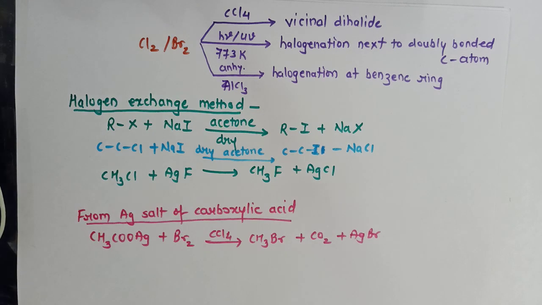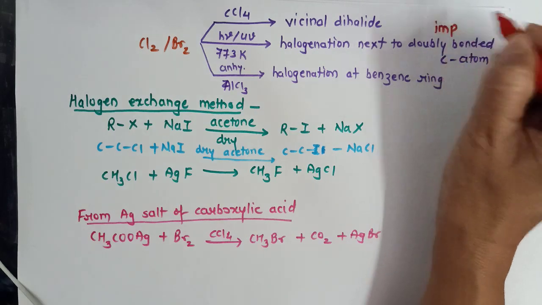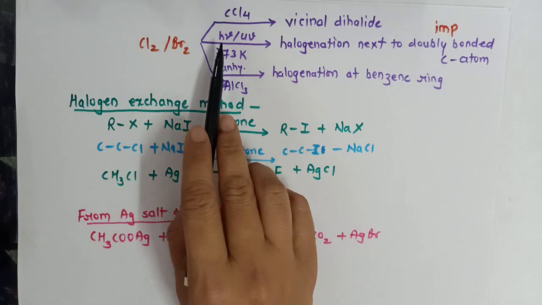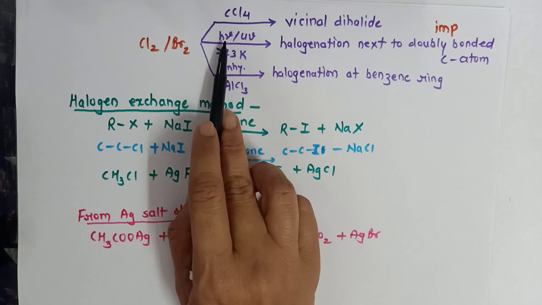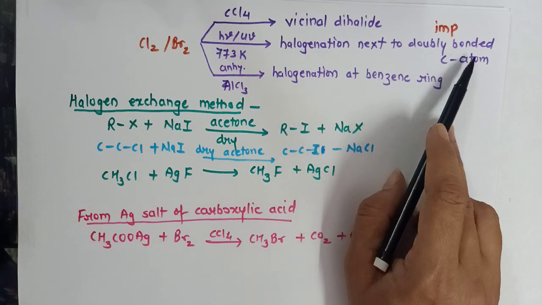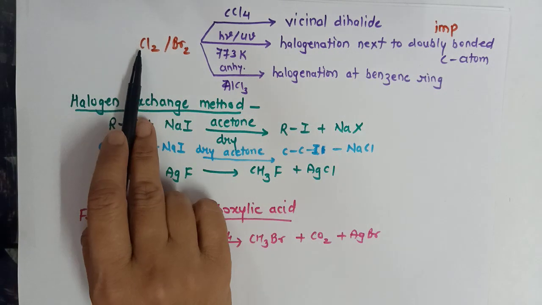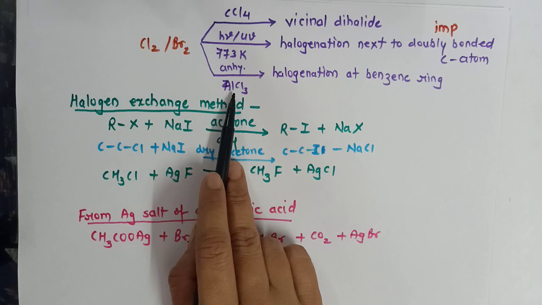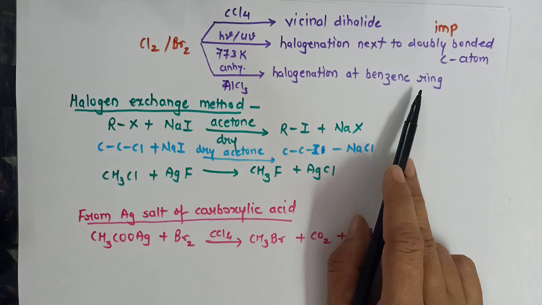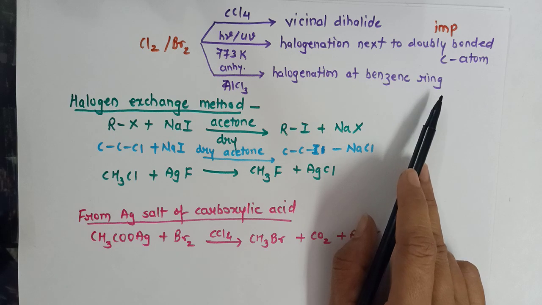This is very important, because whenever complete the reaction type questions or even the conversion type questions are asked, you have to remember that if chlorine or bromine is treated with an alkene in presence of ultraviolet light or HNO or sunlight or 773 Kelvin, then the halogenation will be next to the doubly bonded carbon atom. Chlorine or bromine, if treated with a benzene ring in presence of anhydrous aluminum chloride, halogenation of the benzene ring will take place. We will study this again in the topic haloarene.